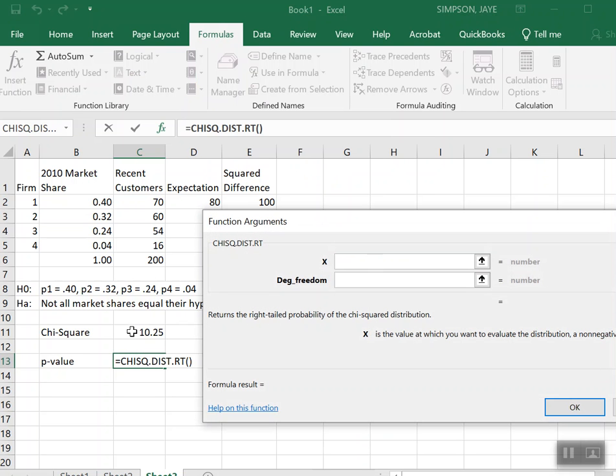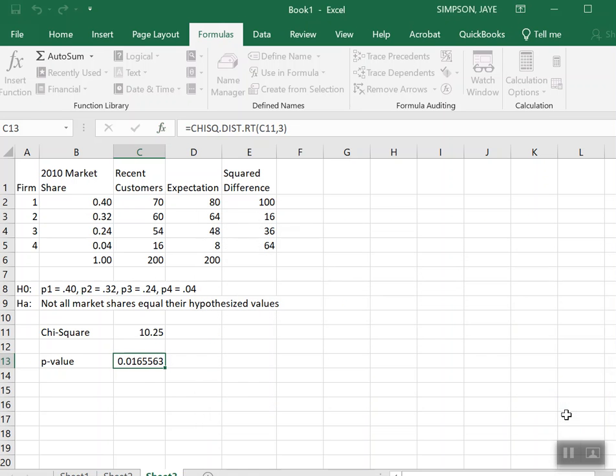So my x value is C11, and my degrees of freedom, I'm just going to type it in, is 3. But remember, your degrees of freedom are always k minus 1. And so here I get a p-value of 0.0165563. So if we have a 5% significance level, since the p-value is less than 0.05, we can reject the null hypothesis and say that the market share has changed since 2010. The market shares are not the same as they were in 2010.